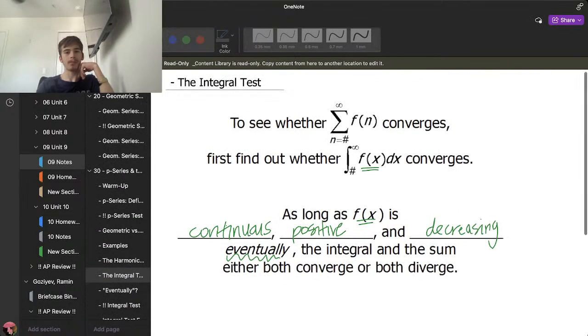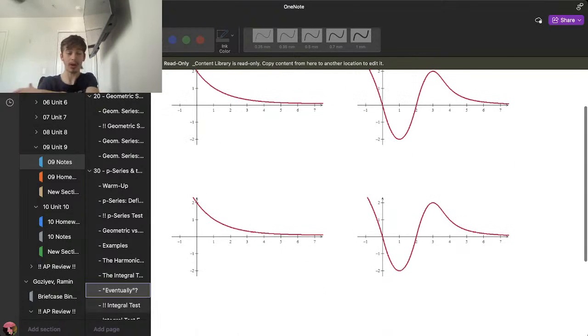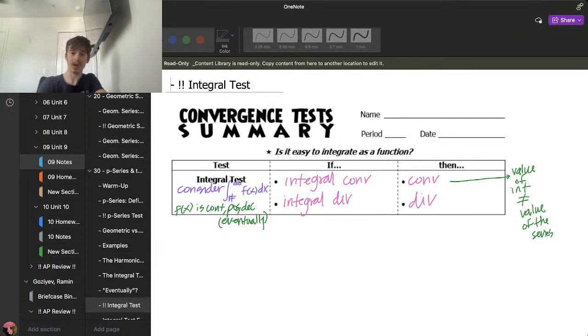Integral test. You can turn your series into an integral, and as long as f of x, which is your f of n or a of n, is continuous, positive, and decreasing eventually, the integral and the sum behave similarly. So either both converge or both diverge. Eventually means at some point far along the graph, as the limit as n or x approaches infinity. If the integral converges, the series converges. If the integral diverges, the series diverges.